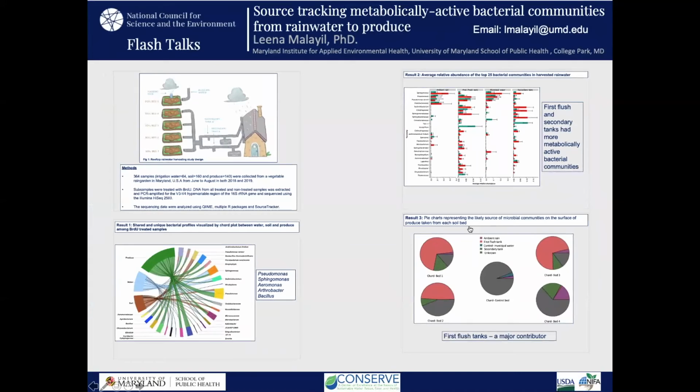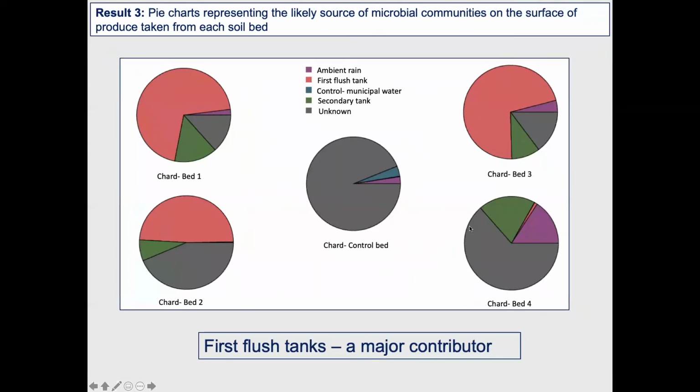Next, our interest was to find out if there was a potential transfer of microbes from the irrigated water to produce. Here, the pie charts represent the likely source of microbial communities on the surface of produce taken from each of these soil beds. Beds 1 through 3 show us that the first flush tank is the major contributor.